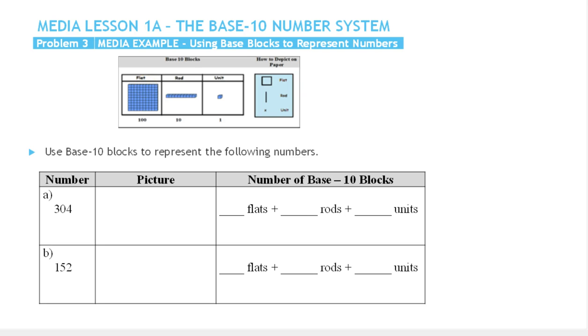Okay. So we're asked to use base 10 blocks to represent the following numbers. We're given two numbers, 304 and 152. We're asked to draw a picture, and then write down the number of base 10 blocks in terms of flats, rods, and units. So let's go to a website so we can visualize this. So the first number is 304.